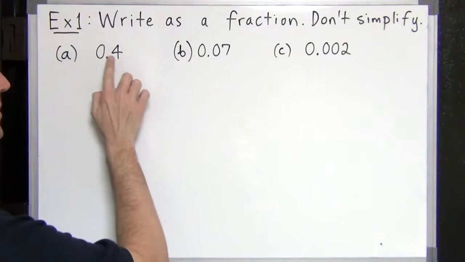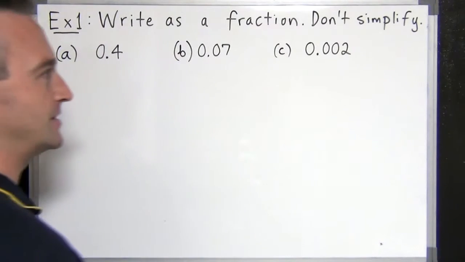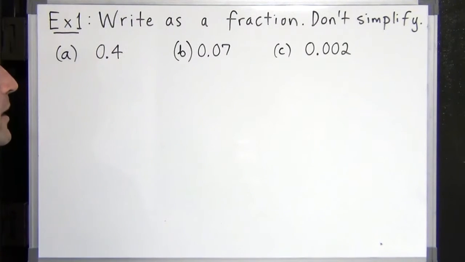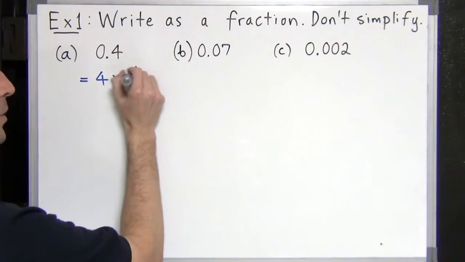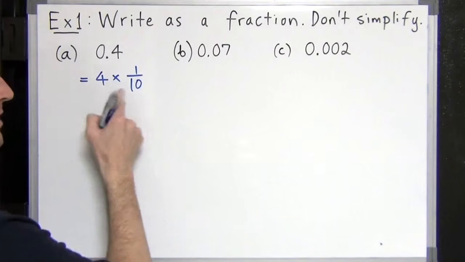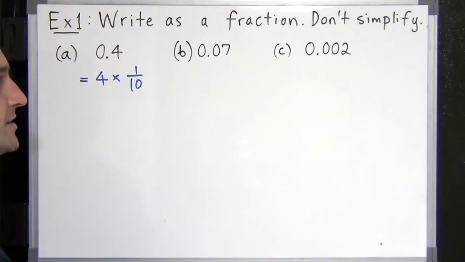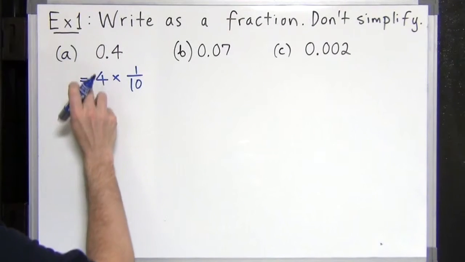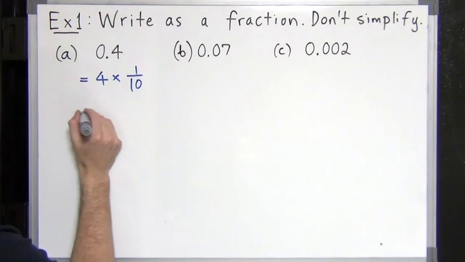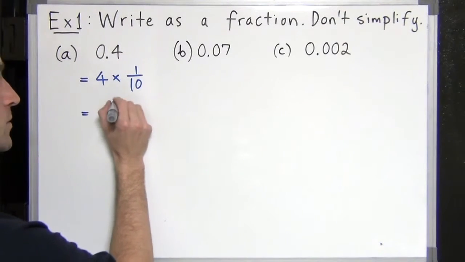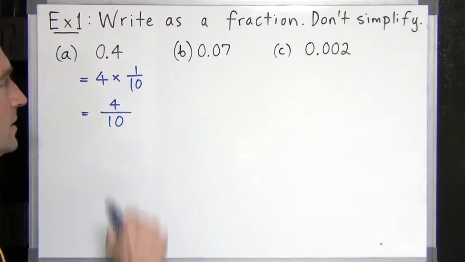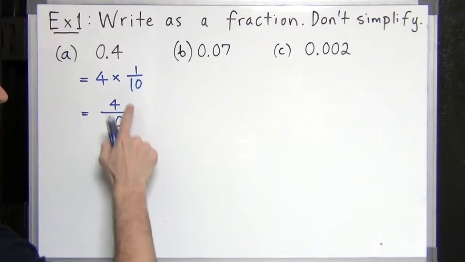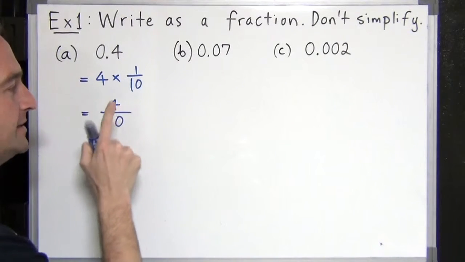0.4. The first decimal place is called the tenth. And written that way, it means there are 4 tenths. 4 times 1 over 10. 4 lots of 1/10. And to write that as a simple fraction, hopefully you can multiply your fractions. We think of the 4 as 4 over 1 times 1 over 10. Giving on top 4 times 1, which is 4, and on the bottom 1 times 10, which is 10. So this simple decimal here is a fraction where the denominator is 10.